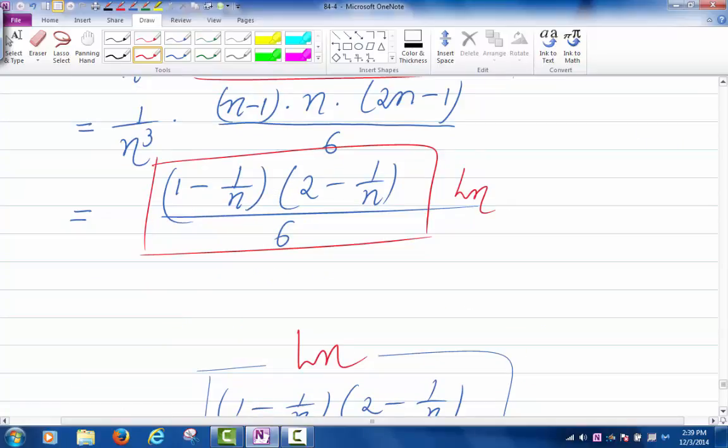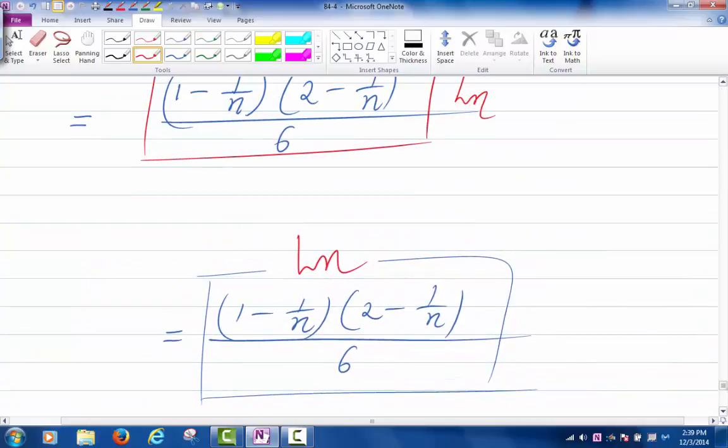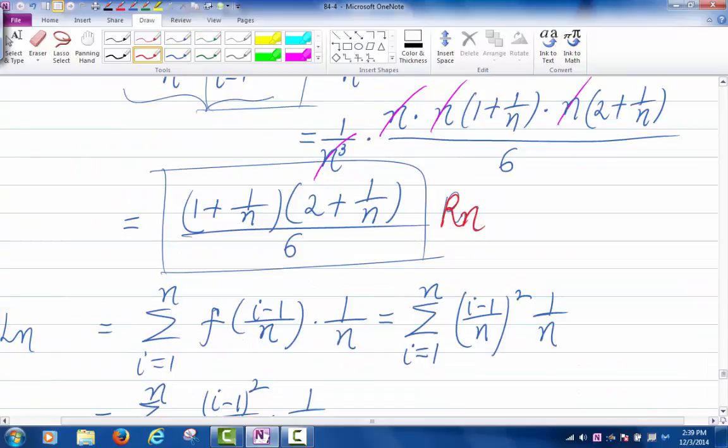Now think about what happens as n gets bigger and bigger. Look at Rn. As n gets bigger and bigger, what can you say about 1 over n? It gets smaller and smaller. In fact, it goes to 0. Imagine n is a million. 1 over n is 0.0 something. As n goes to infinity, 1 over n goes to 0.